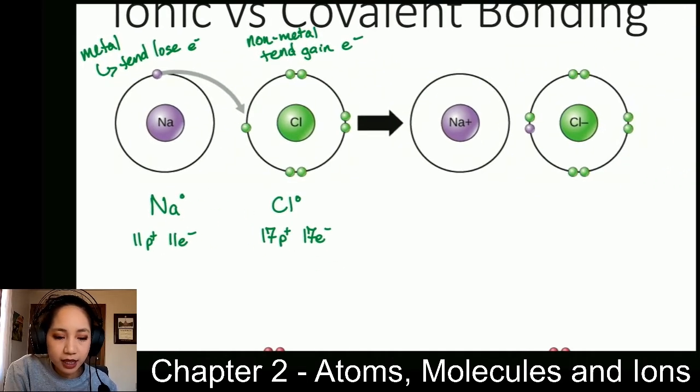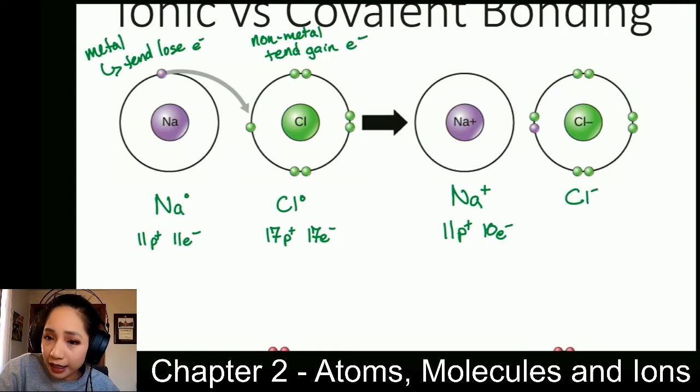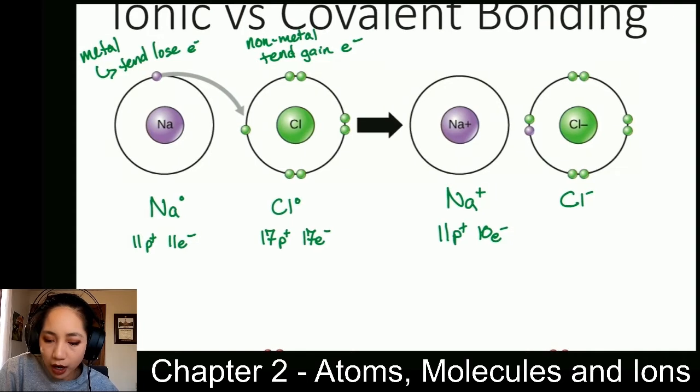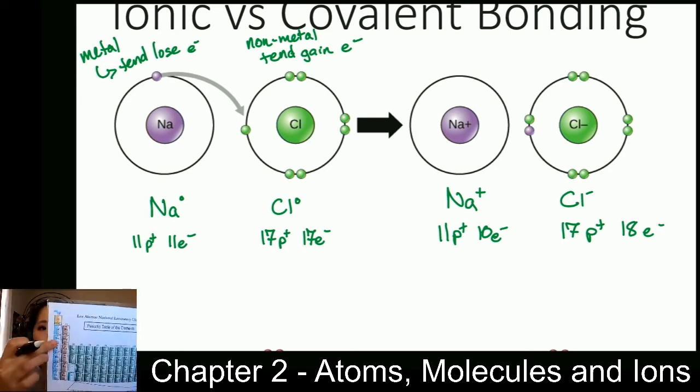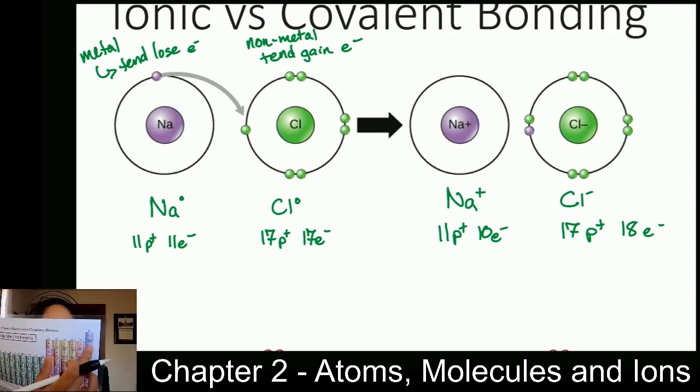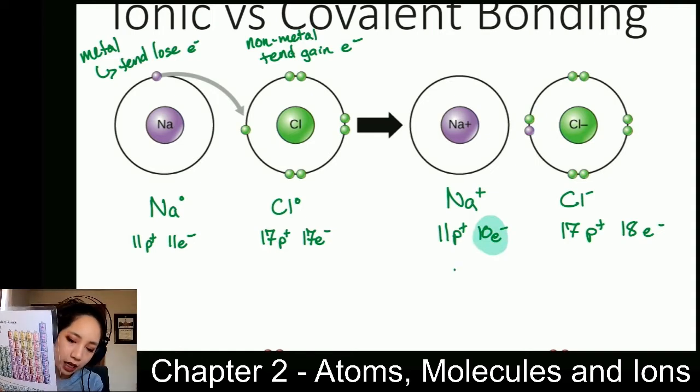And then what happens in the end is, since sodium lost an electron, we end up with a sodium cation, with 11 protons and 10 electrons, and then a chloride anion, or negatively charged ion, where chloride has 17 protons and 18 electrons. And the reason this phenomenon is favored is because we now have noble gas configurations in both sodium and chlorine. Sodium, if it loses an electron, has the same number of electrons as neon.